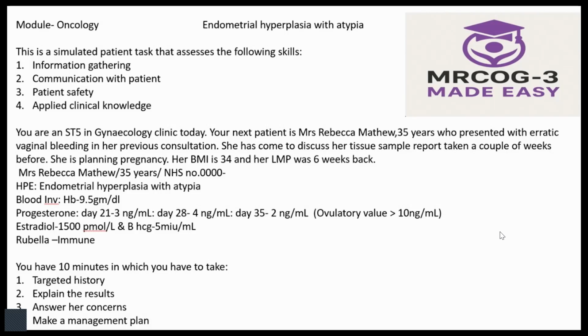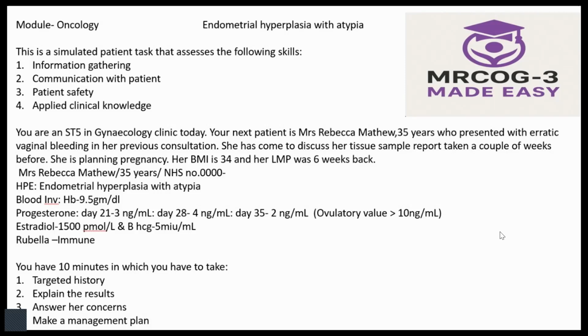So we have to do further tests for you, more tests to make sure that your womb does not have any cancer. So shall I continue to explain? Yes, doctor. Then what are you going to do? What is the treatment for it? Yes, I am coming to that, Rebecca.